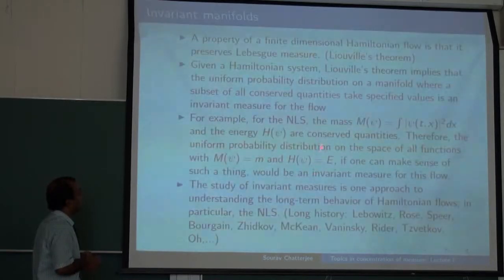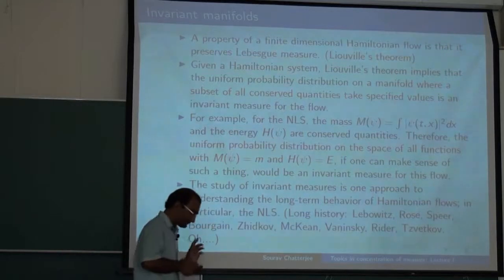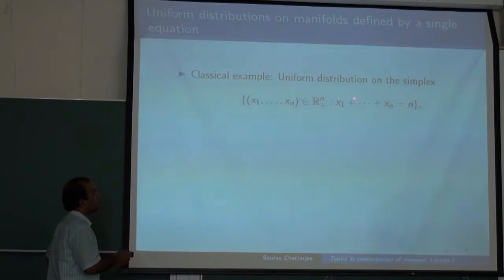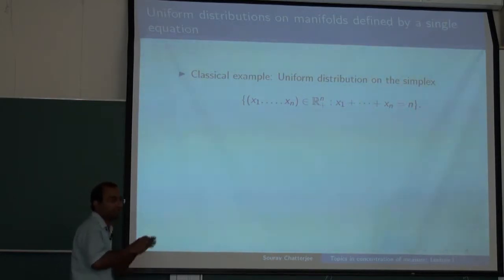So how do you understand this? How do you make sense of this? Okay. So let me start with a very simple thing, which is a classical example. You take a uniform distribution on the simplex of all positive real numbers which sum to n. Okay, so that's a simplex in Rn.